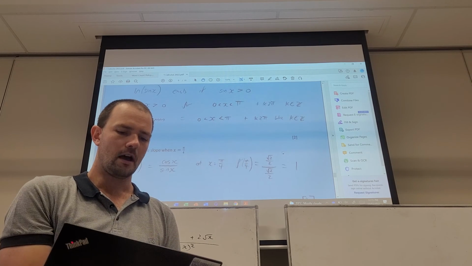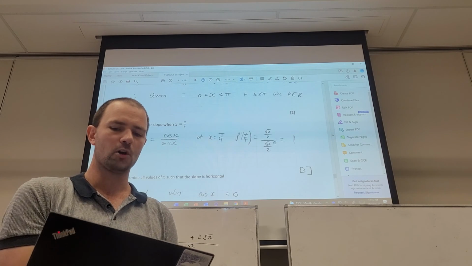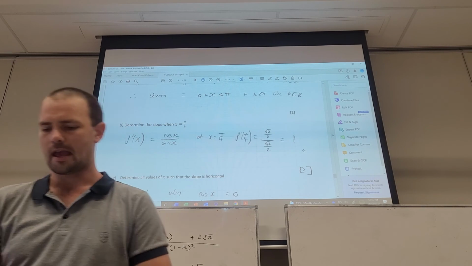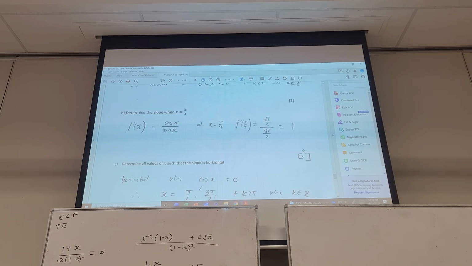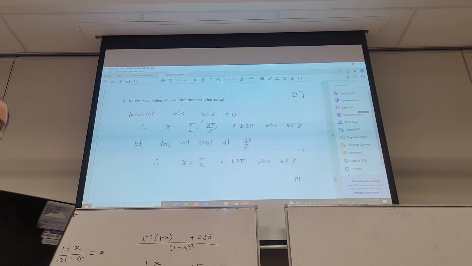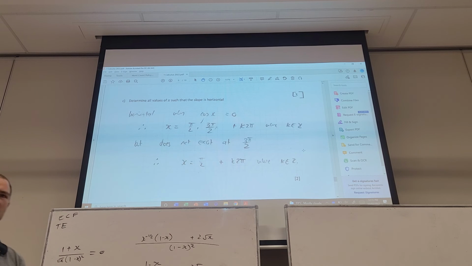Determine the slope when x is pi on 4. Most people were fine with this. So you've got the derivative function and you input pi on 4. And then the last one, determine all values of x such that the slope is horizontal. So here there were a couple of errors carried forward, but I will explain my reasoning here. We want to know when the derivative equals 0. That's when cos x equals 0. So that's at pi on 2 and 3 pi on 2.